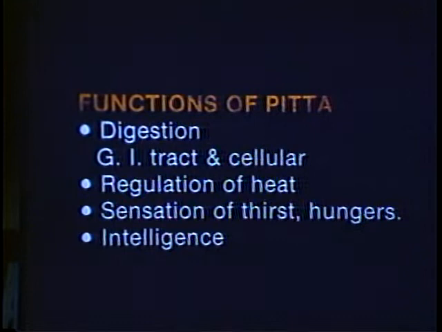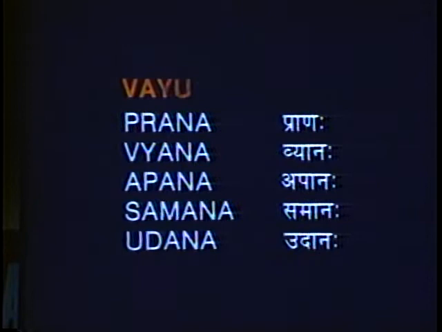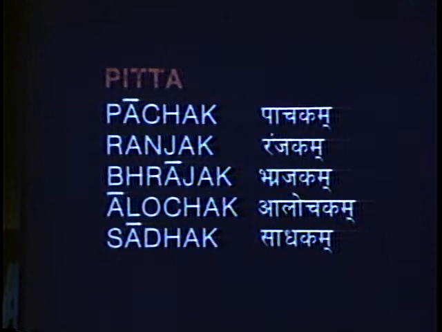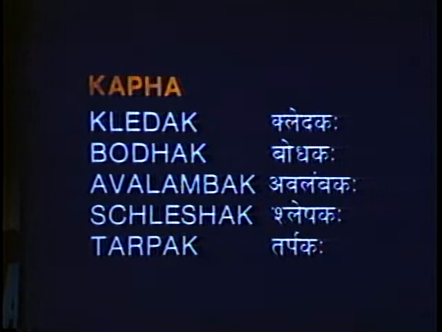Now all these humors have been further classified into five types according to their site and function. Biological air humor or vata has been classified into prana, vyana, apana, samana and udana. Let us not go into these details. Biological fire humor has been classified further into five types: pachaka, ranjaka, bhrajaka, alochaka and sadhaka. And biological water humor has been classified into another five types, that is kledaka, bodhaka, avalambaka, shleshaka and tarpaka. Now all these types are at different sites in the body and they carry out various functions according to all the functions which we have just seen.